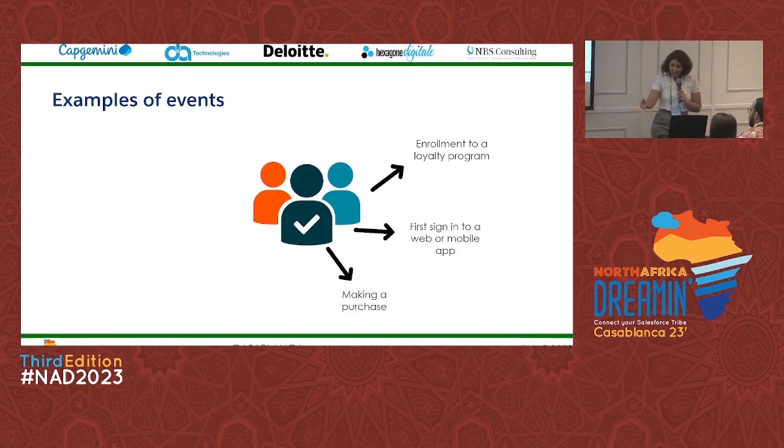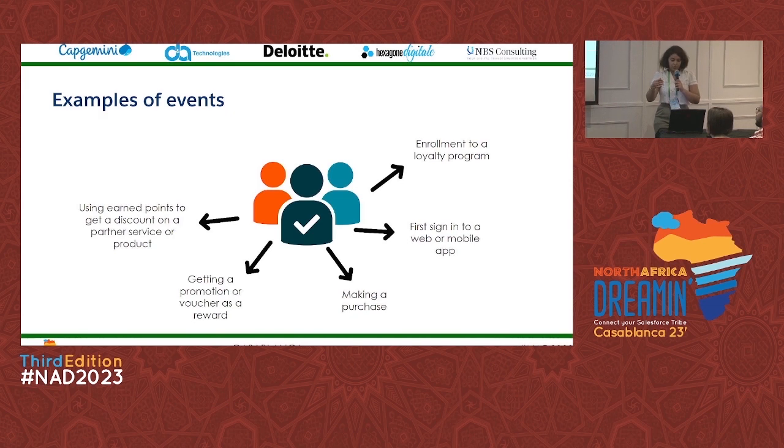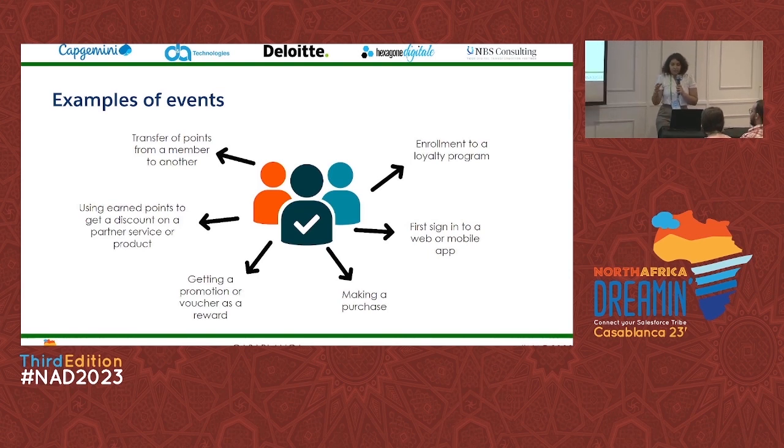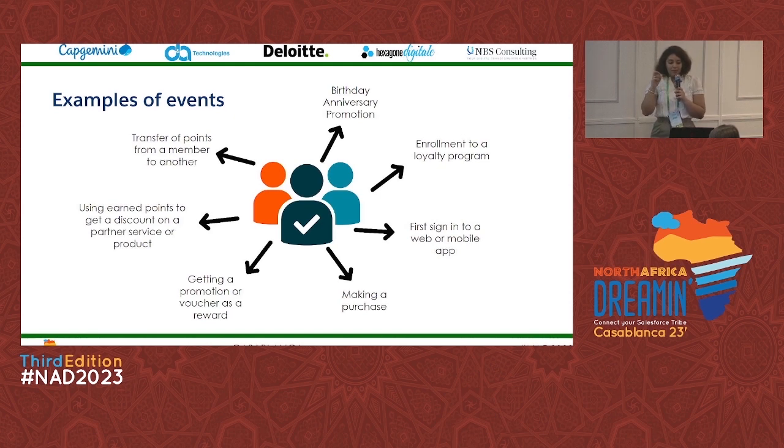We have here, like Iman said, making a purchase, for example, getting a promotion or voucher as a reward, using the earned points, redeeming the points to buy a product or a service, and transferring points, for example, from a member to another member is an event. And here the birthday anniversary promotion, not the birthday email, but just the birthday promotion.